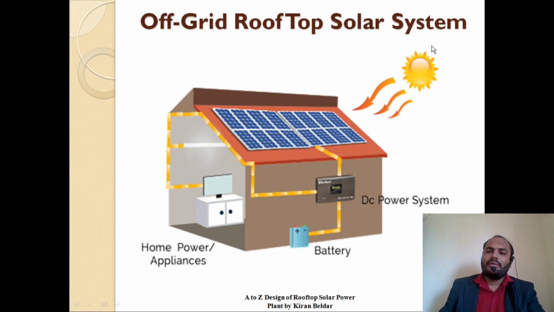And at night, when the sun's radiation is not available, the electricity from the battery is given to the inverter. Remember one thing, the battery is a DC electricity storage system. The DC electricity is given to the inverter. Again, the inverter converts that DC into AC electricity, and at night it again powers our home appliances.